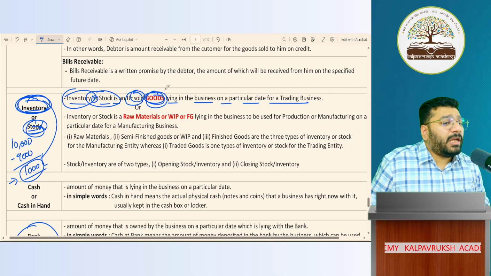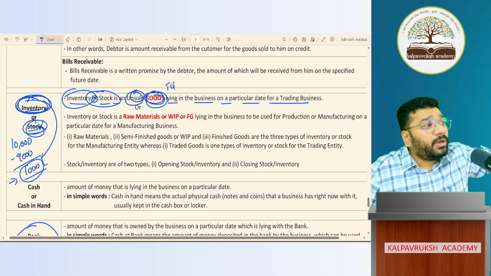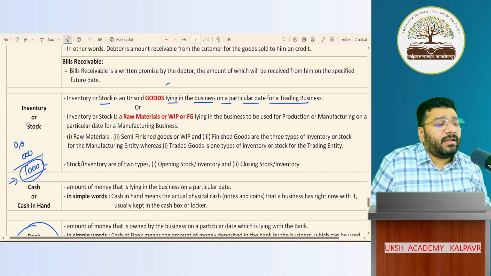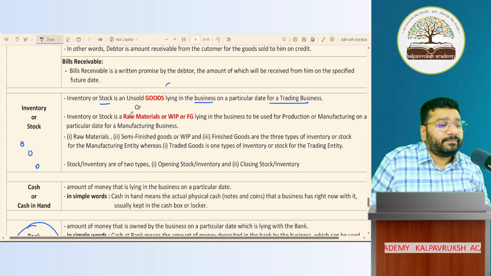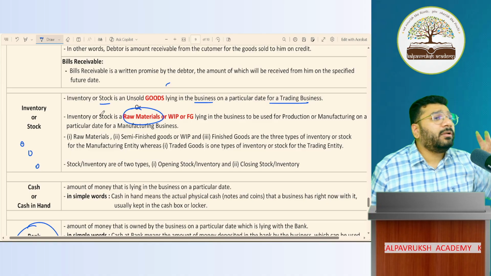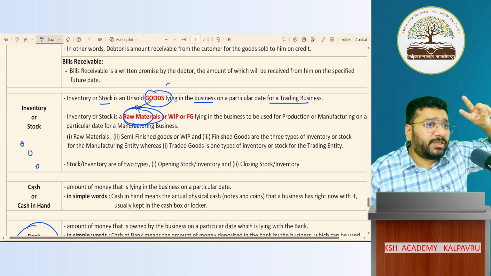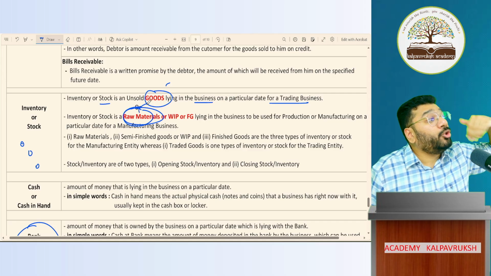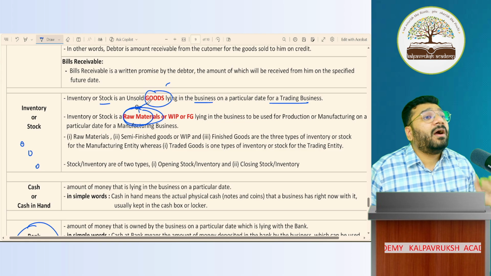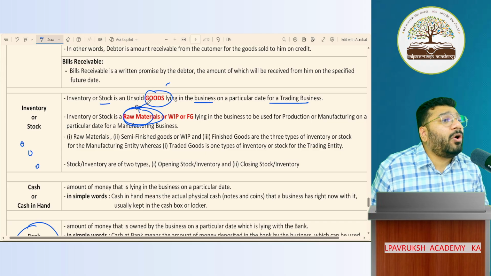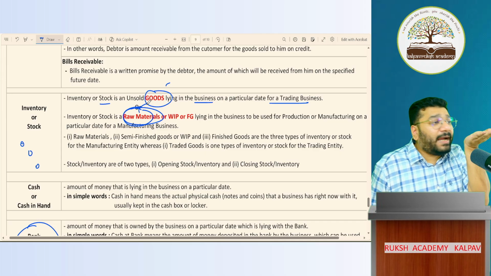So goods here, we are talking about traded goods, which are unsold and lying in the business, are called inventory. Apart from this, what else can you buy? Raw material. So goods means traded goods or raw material. These both we purchase, and if I'm not using it, if I'm not selling it, they're lying unsold in the business at the end of the year. Hence we call it inventory lying in my hands.